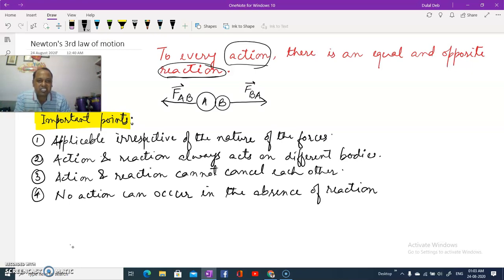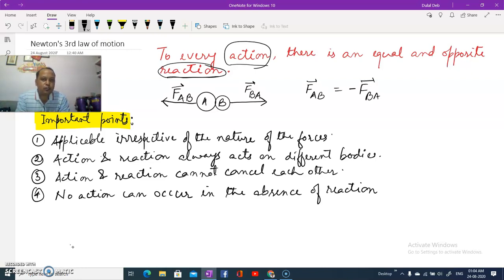Now, what we can say here is FAB and FBA. They are equal in magnitude, but their directions are opposite. So, a negative sign will come. As you can see, these are the two forces which are acting on the bodies, one due to the other body. FAB is the force on A due to the body B and FBA is the force on B due to the body A.